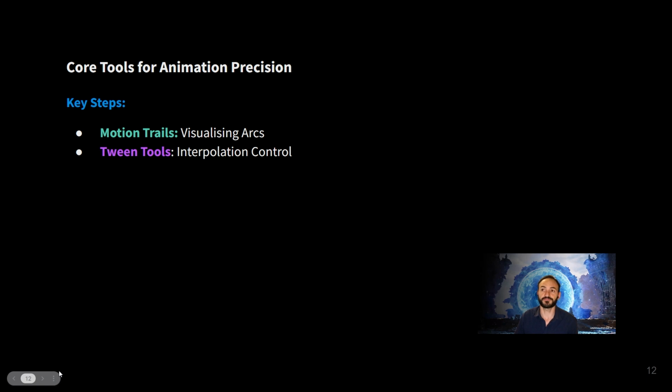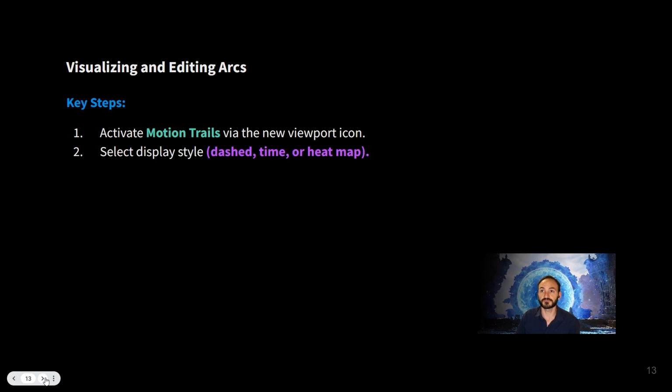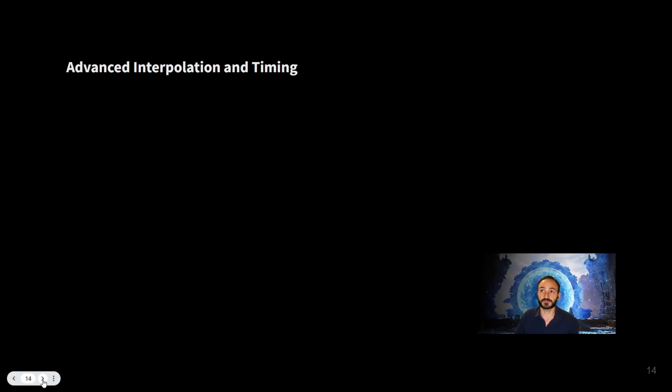The tween tools. The new tween tools give us bigger interpolation control, and the curve editor that provides the recent tools lattice and the newest snapping tools. Let's continue with visualizing and editing arcs. In order to do that, we will first activate the motion trails via the new viewport icon. We will select a display style like the dashed, time, or heat map, and we will then adjust keys directly in the viewport for precise arc changes, the advanced interpolation and timing.